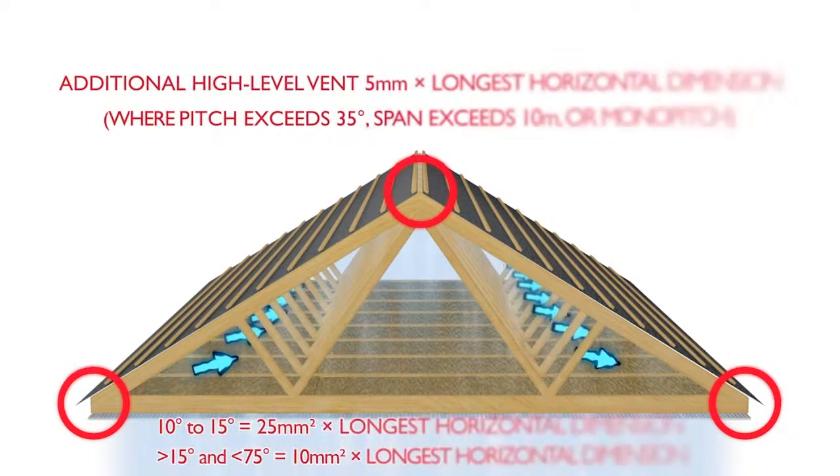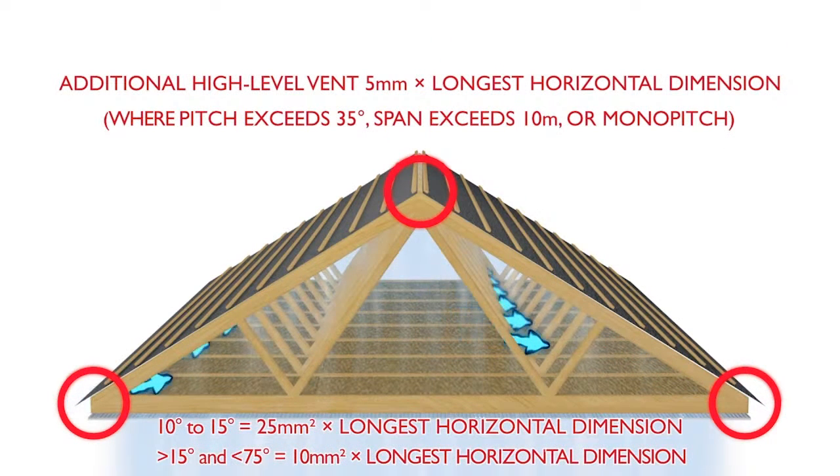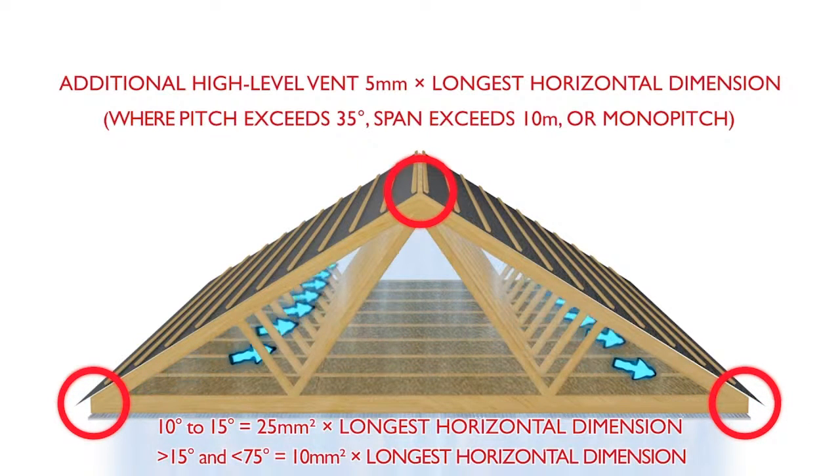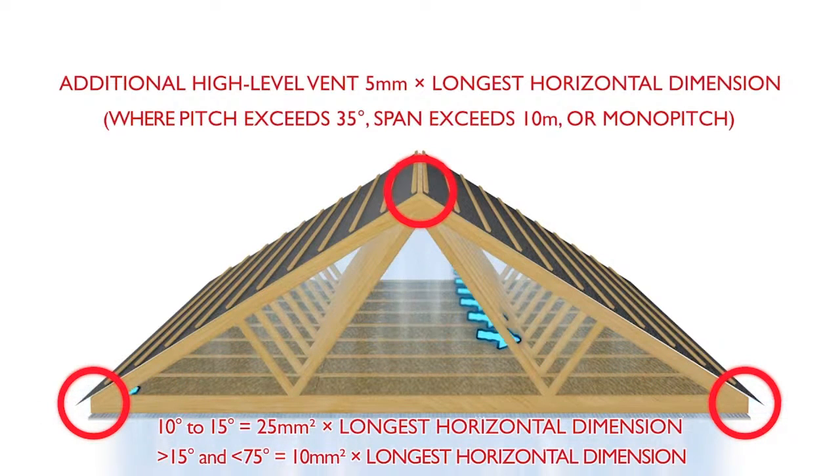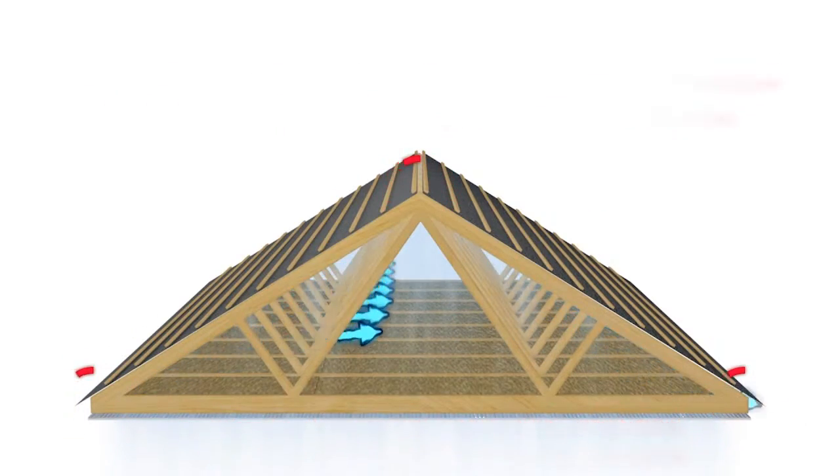For roofs of 10 to 15 degrees pitch with an HR underlay, ventilation opening of equivalent area to 25 times the longest horizontal dimension of the roof in millimetres should be provided. In roofs between 15 and 75 degrees, this can be reduced to 10 times the longest dimension, with all opening area requirements being in square millimetres.